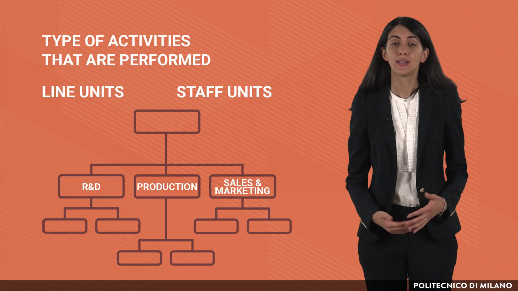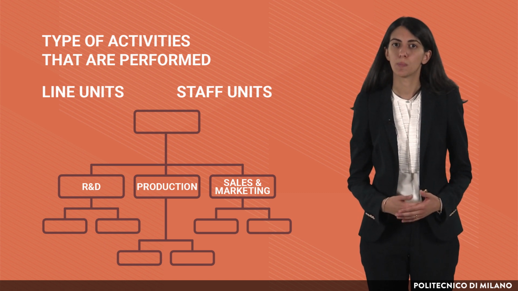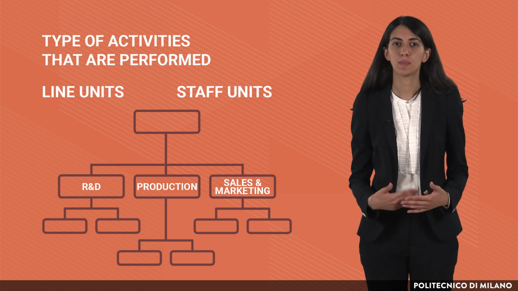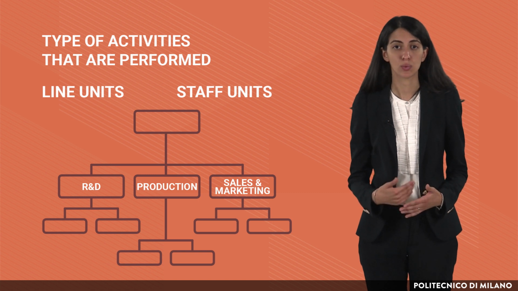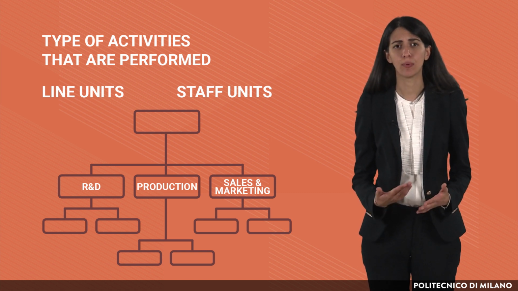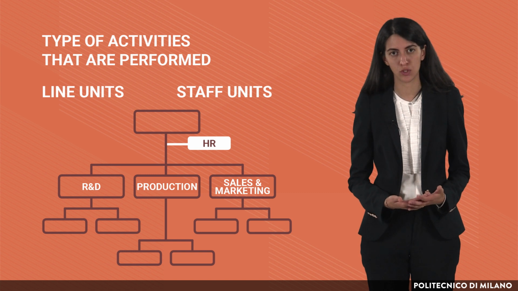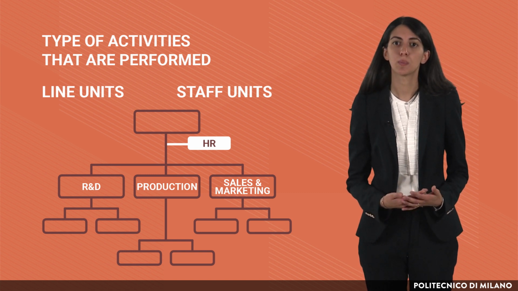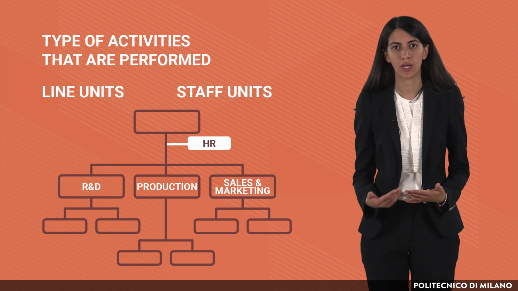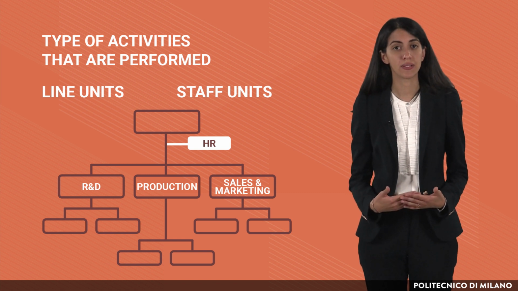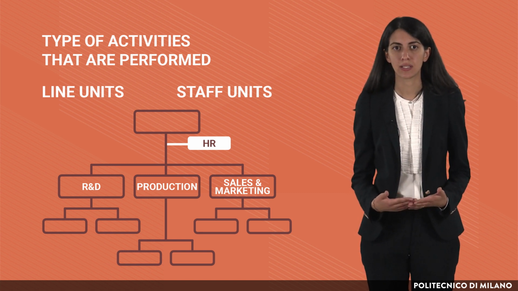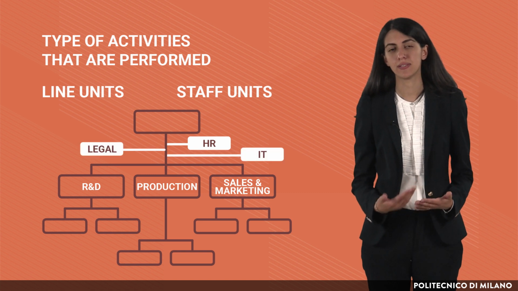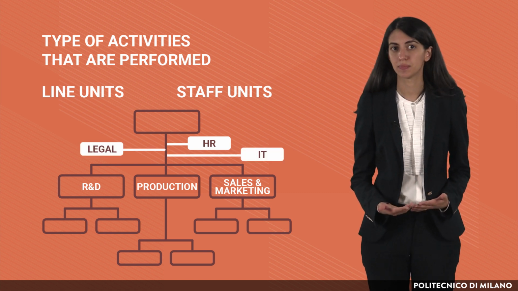On the other hand, staff units are those units that support line units by providing specific support and development services to core units. The typical example of a staff unit is the Human Resource Management department, which typically supports all the core units in the HRM processes, providing specific competencies. Other typical examples of staff units are the ICT department or the legal department.